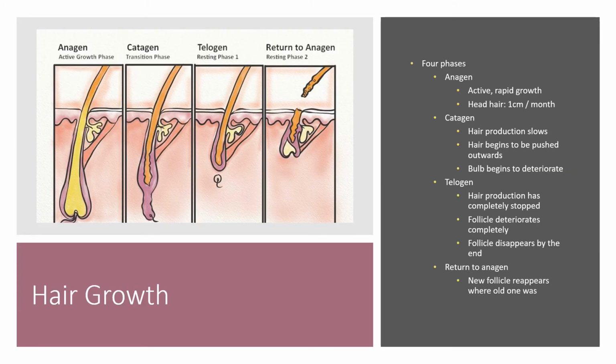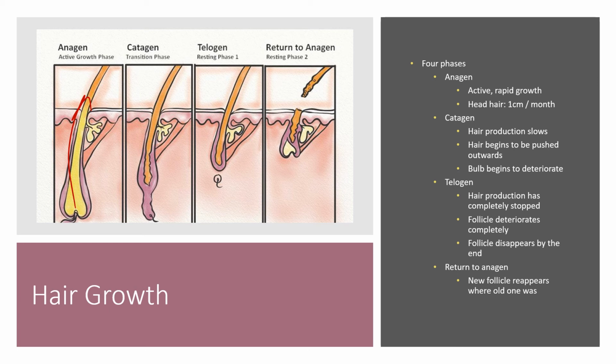Hair grows in 4 phases: anagen, catagen, telogen, and return to anagen, which doesn't seem like its own stage, but it is. Anagen is where you have active, rapid hair growth. This is where you're really actively growing your hair out of any given follicle. It grows at about a rate of 1 centimeter a month, give or take. Everyone's a little different, right?